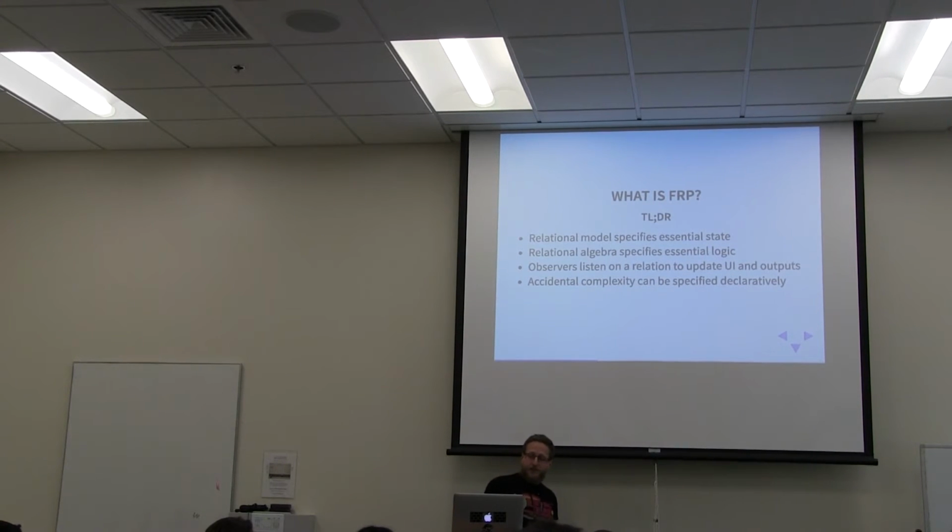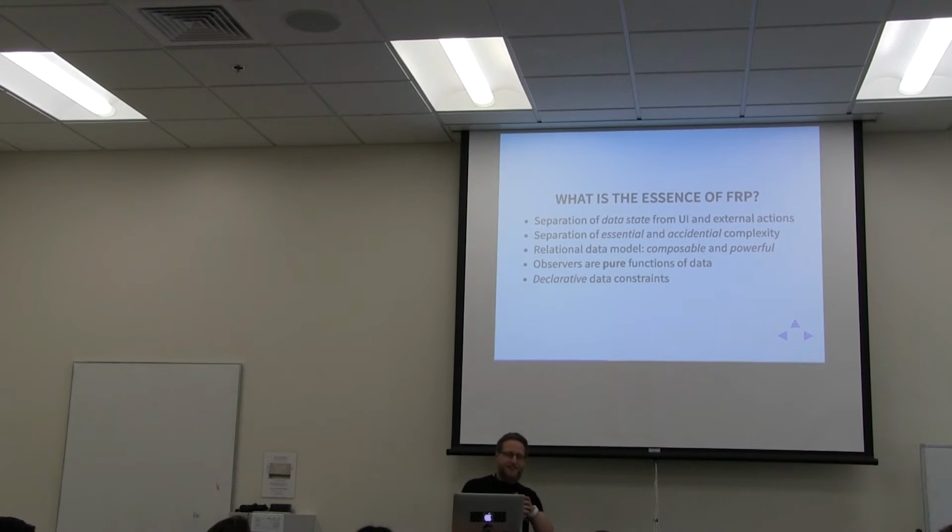The observers can listen on a very specific relation, and then update the UI based on that. And last but not least, we can specify all that accidental complexity declaratively, which is somewhat rare in today's systems, I'd say.